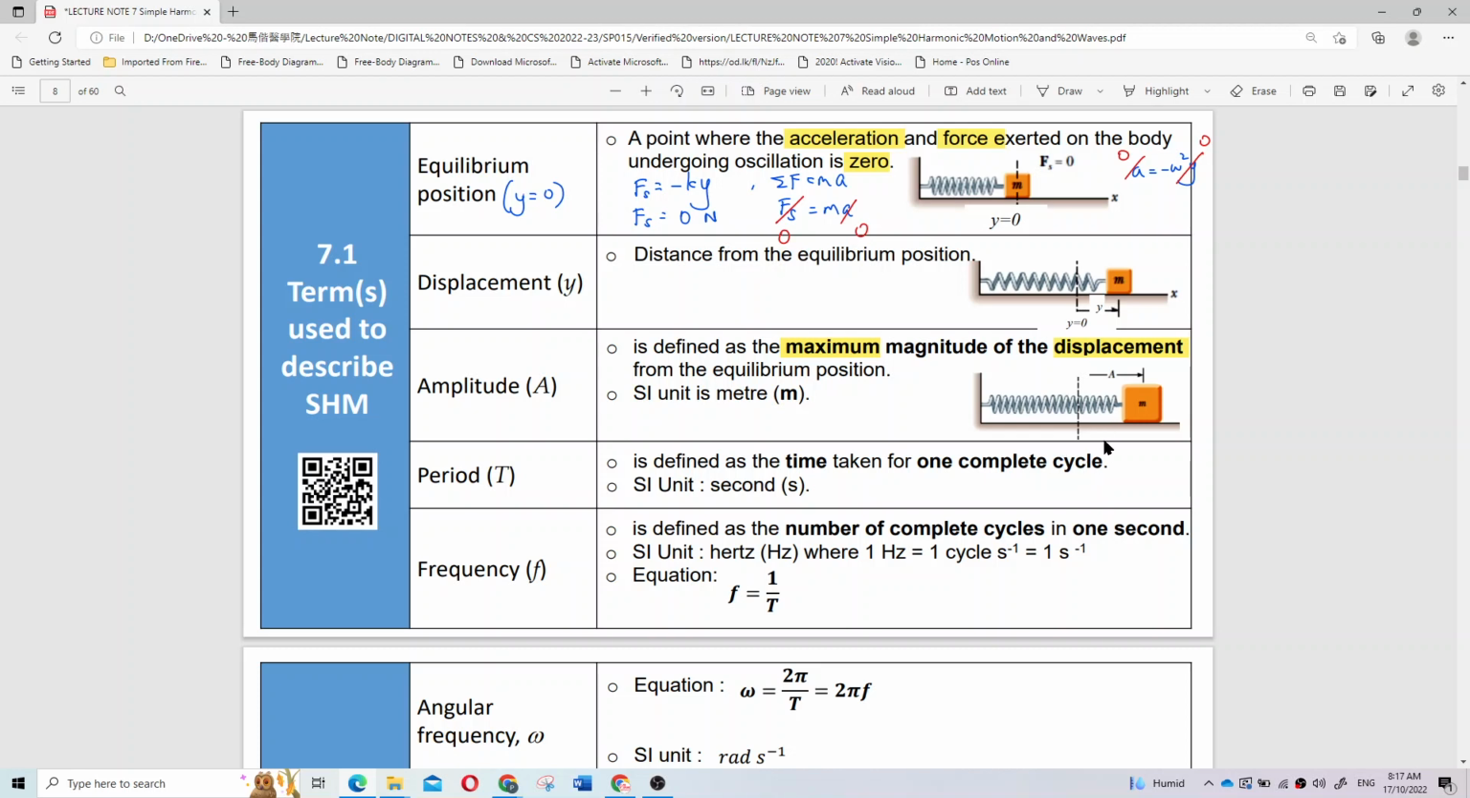Period is the time taken for one complete cycle, that means one complete oscillation. Unit second. Frequency is the number of complete cycles in 1 second. That means in 1 second, how many oscillations happen? That is frequency. Between frequency and period, frequency is 1 over period. This is an important formula. Frequency unit is hertz, or per second.